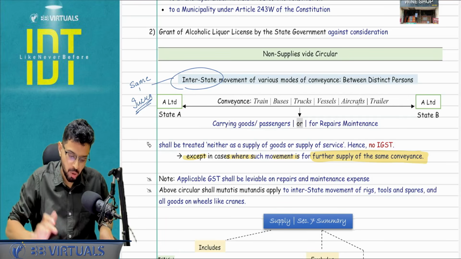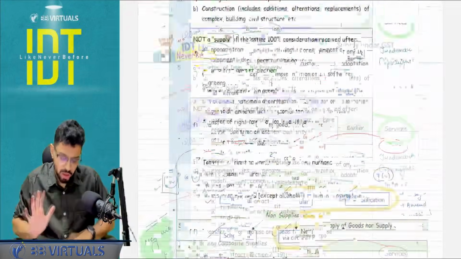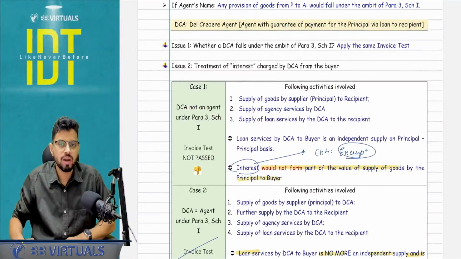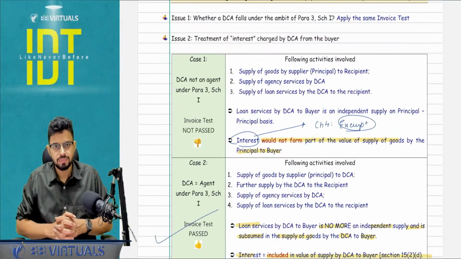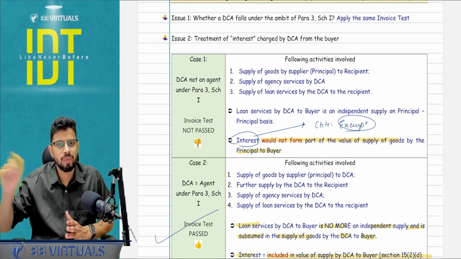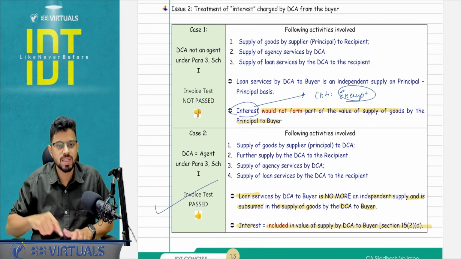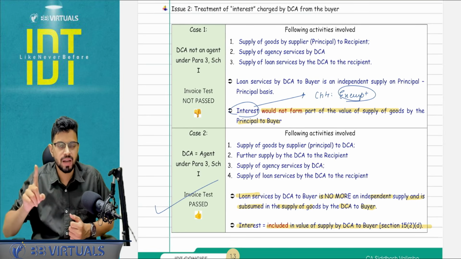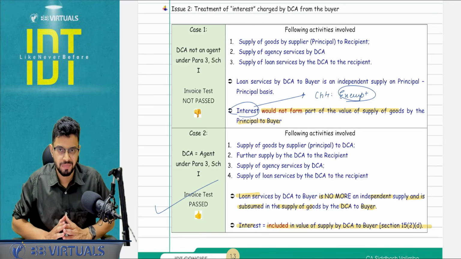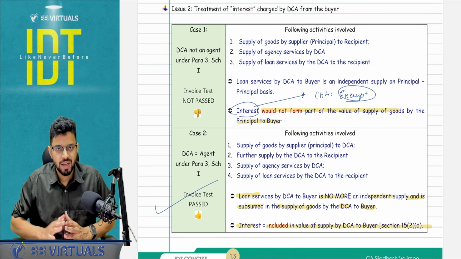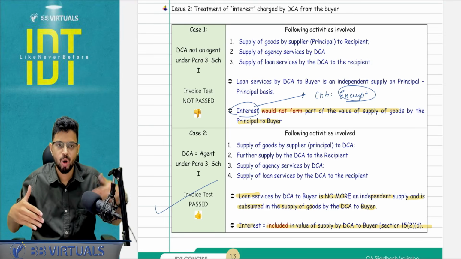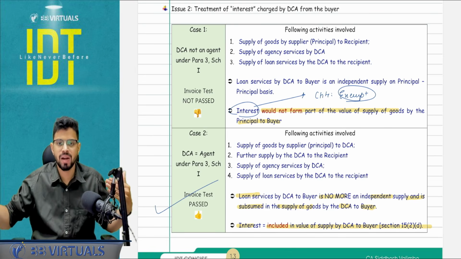Now, what all things we did today, I will try to just sum up. Not the detailed revision that we will do tomorrow, but just what we covered. We discussed the concept of DCA. DCA is an agent with a guarantee. So what about the interest on loan if the buyer defaults? That will depend on whether the invoice test is passed or not. Whether DCA will be an agent under paragraph number 3, the same invoice test you apply, no change whatsoever. Depending upon whether the invoice test is passed or not, that interest can be either independent analysis or part of the supply. Independent analysis, ultimately it will be exempt from GST.